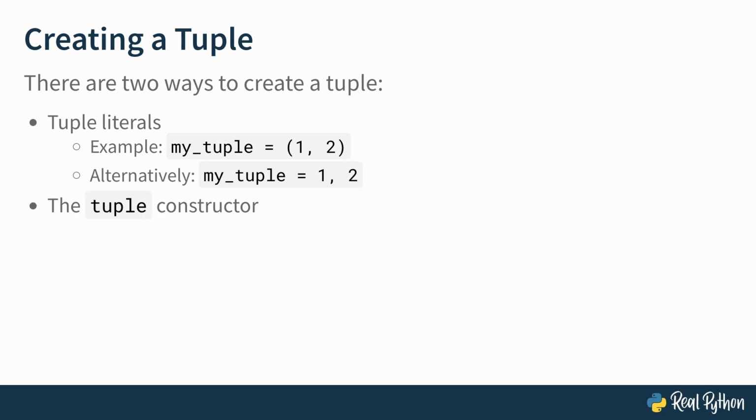The other way to produce a tuple would be to use the tuple constructor. To create a tuple using the tuple constructor, you must pass it an iterable. So in this example, we pass a list containing the integer values 1, 2 to the tuple constructor, which then creates a tuple with those values, ultimately storing it in the variable my_tuple.